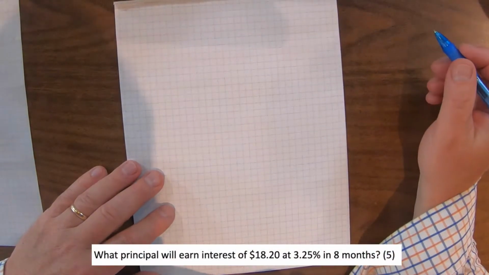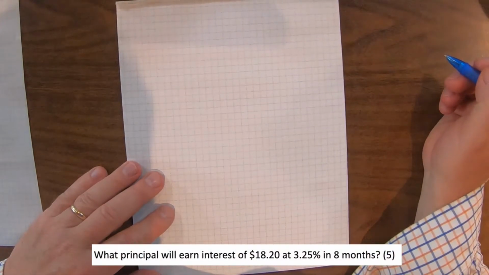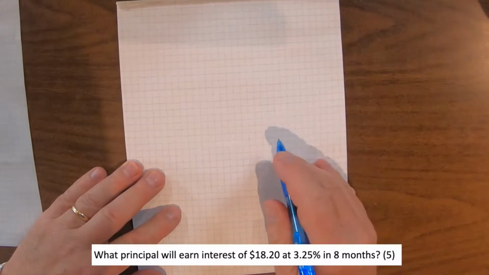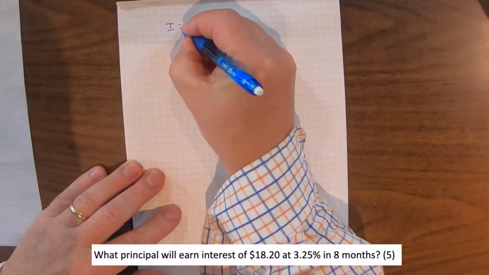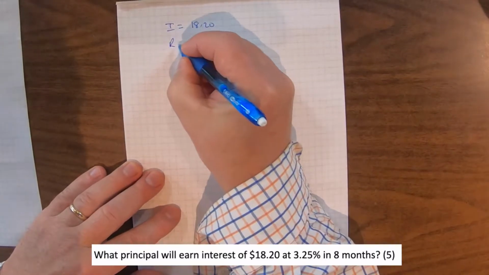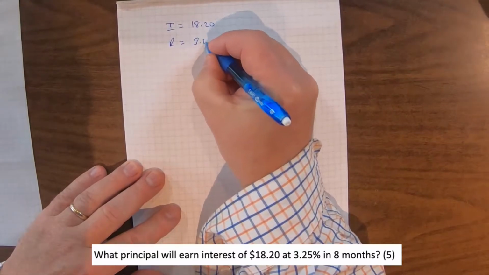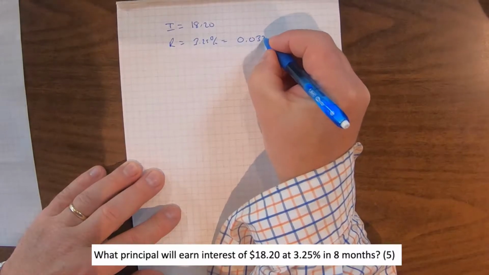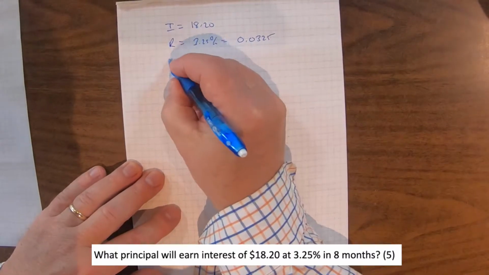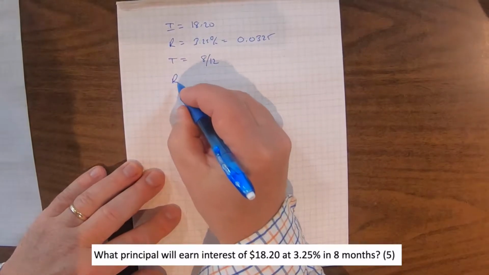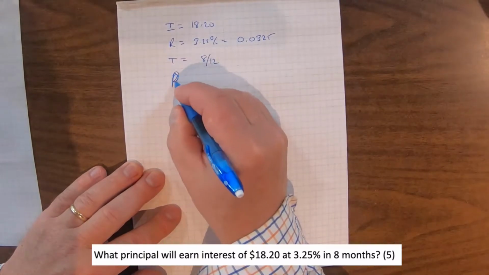Asks us what principal will earn interest of 1820 at 3.25% for 8 months. So let's write down the basic data. Interest is 1820. The rate is 3.25%, that's a decimal 0.0325. And the time is 8 months out of 12, so 8 over 12. We're looking for the principal.